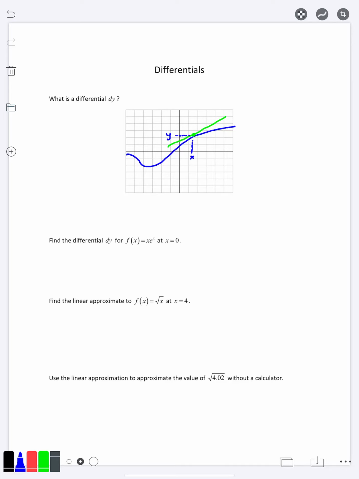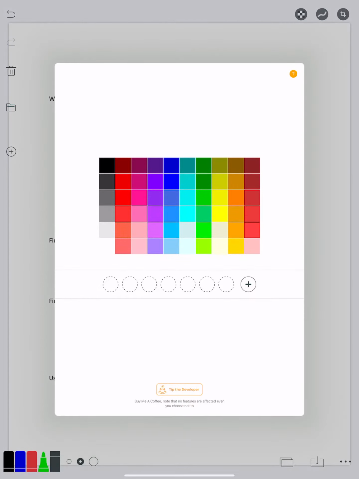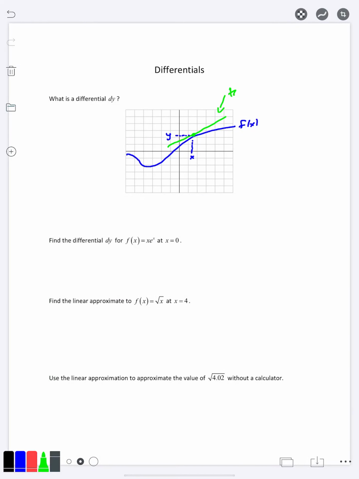In this video, we're going to talk about what a differential is. And at the beginning, we're going to look at it from a graphical point of view. So I drew a random graph here of a function f of x, and I picked a point, and then I drew a tangent line to that graph. This is the tangent line at the point.